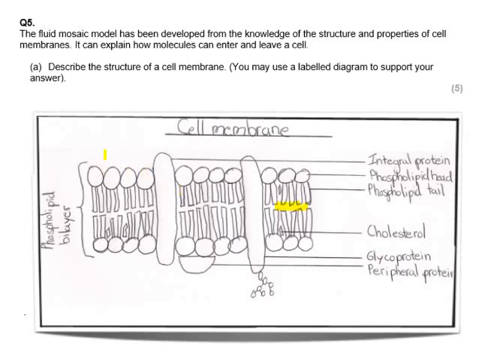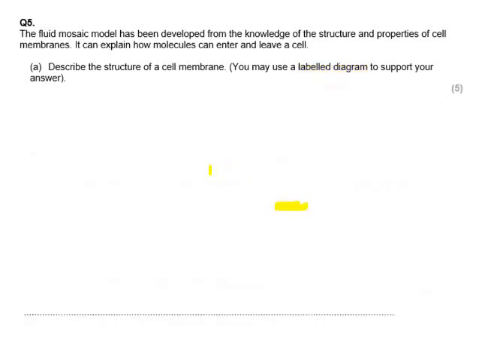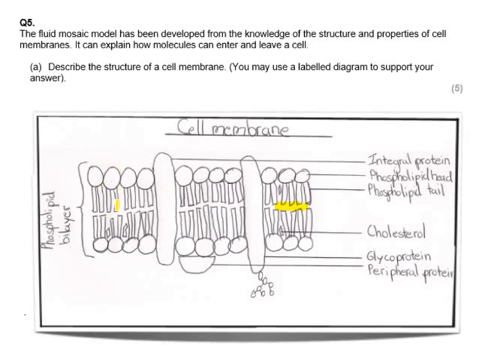If you have drawn the phospholipids really far apart from each other, you don't get a mark. Not if the gap between phospholipids is too large. Okay, so they should be touching. You should not have a big gap in between them, otherwise you do not get that mark. Any one of those would get you your 5 marks.